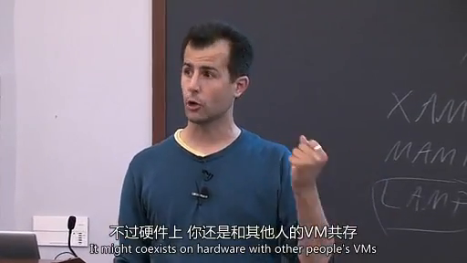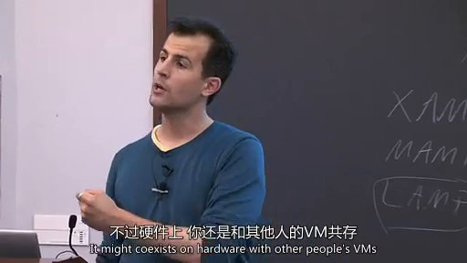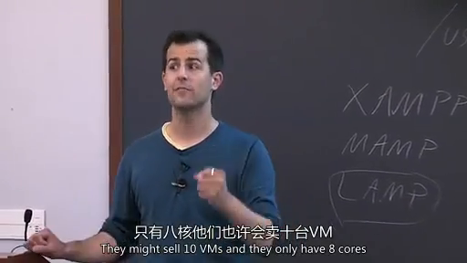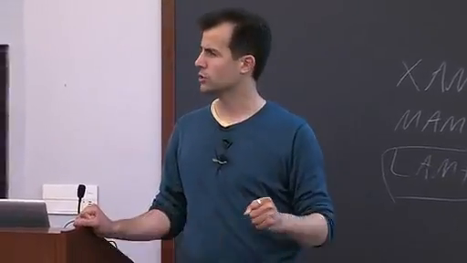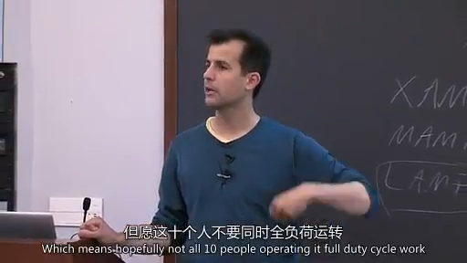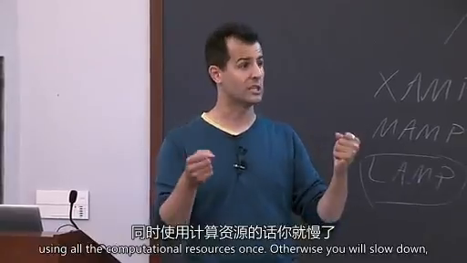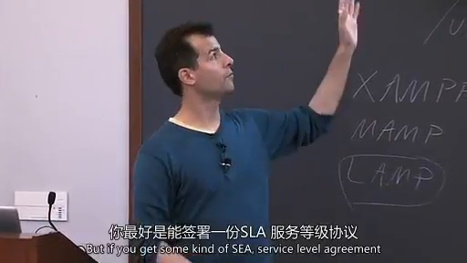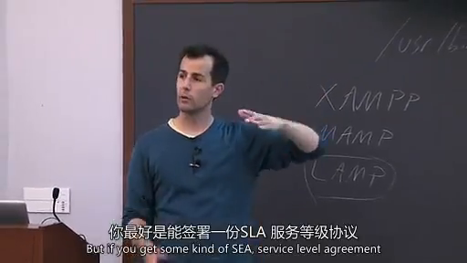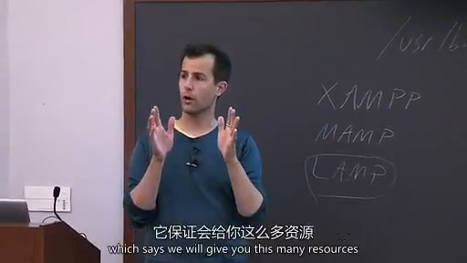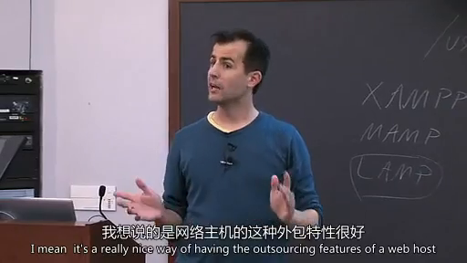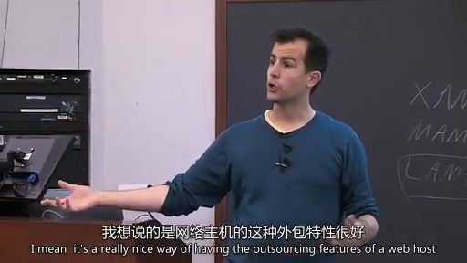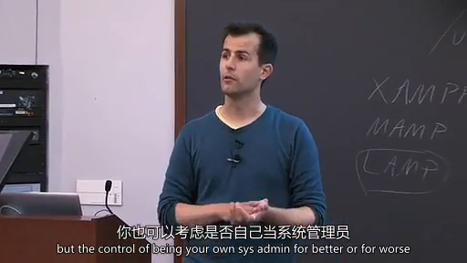It might coexist on hardware with other people's VMs, and those companies too might oversell. They might sell 10 VMs when they only have 8 cores, which means hopefully not all 10 people are operating at full duty cycle or using all the computational resources at once. Otherwise, you will slow down. But if you get some kind of SLA, service level agreement, which says we will give you this many resources, it's a really nice way of having the outsourcing features of a web host, but the control of being your own sysadmin, for better or for worse.